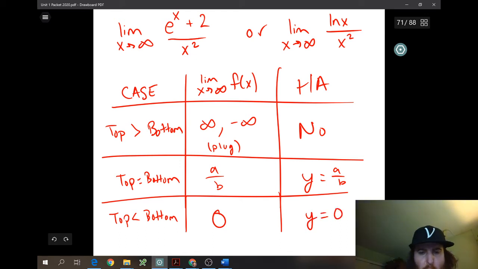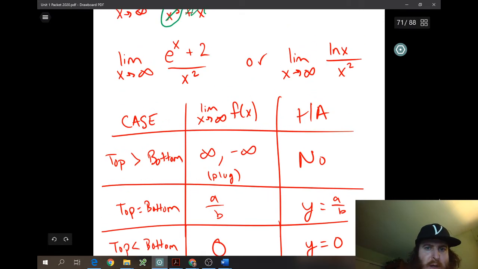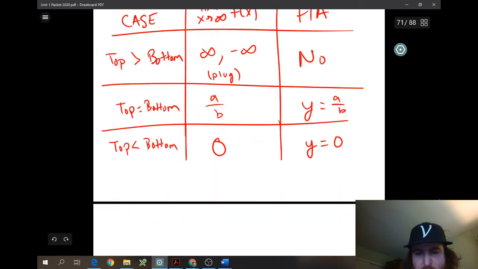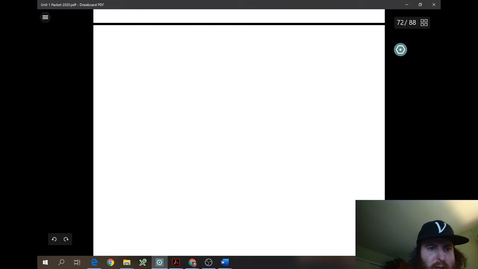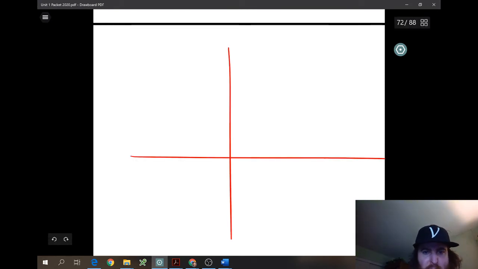So what we have to do is figure out when is the top bigger, when is the bottom bigger for e to the x or ln of x or even sine x, cosine x. So we're going to start by looking at the graphs, okay? I'm going to make one big graph, and we're going to graph them next to each other. So first, let's graph y equals e to the x.